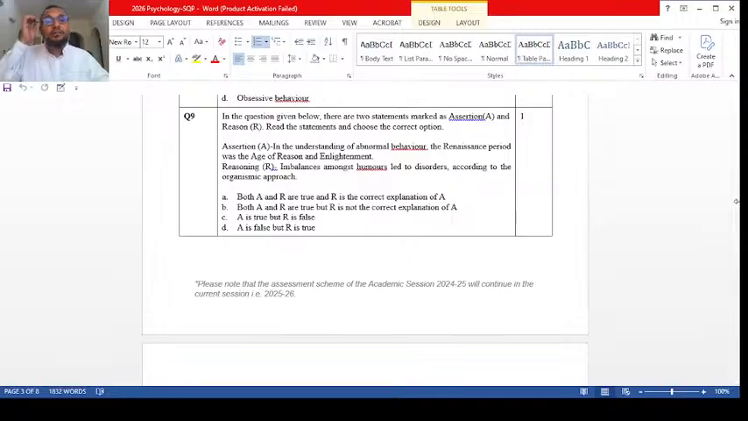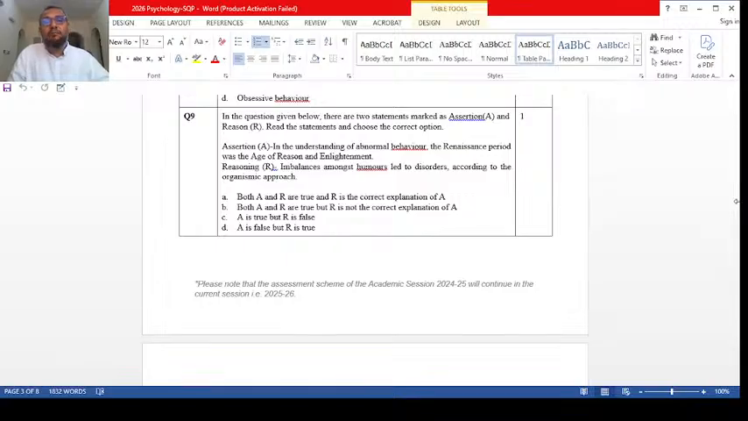Now, question number 9. In the question given below, there are two statements marked as assertion and reason. So read the statements and choose the correct option. Assertion: in understanding of abnormal behavior, the Renaissance period was the age of reason and enlightenment. Now look into this area. Age of reason and enlightenment is known as the 17th and 18th centuries. It is not the Renaissance movement.